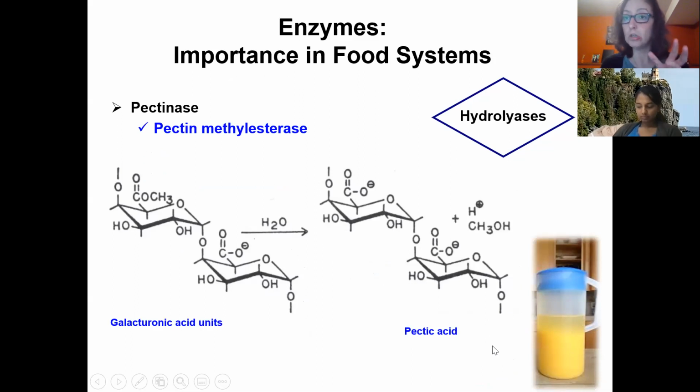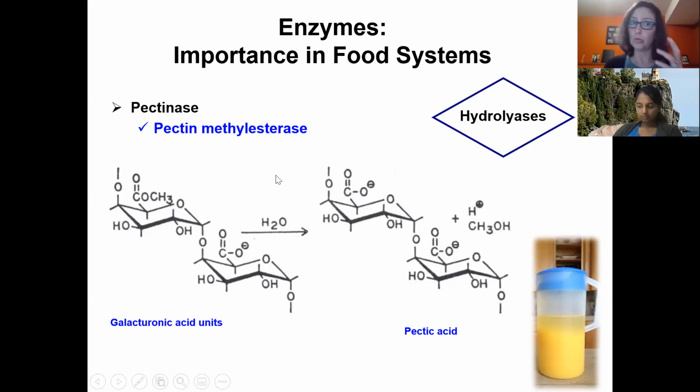So if you want to produce orange juice and package it, and you don't want the pulp to separate, you want to make sure you inhibit the endogenous pectin methyl esterase. Because the pectin methyl esterases are going to break off the methyl groups and create more charges. And in the presence of a divalent positive ion like calcium, they're going to bind together, form big polymers, and precipitate. So your pulp is going to precipitate and separate from your juice. You don't want that to happen.